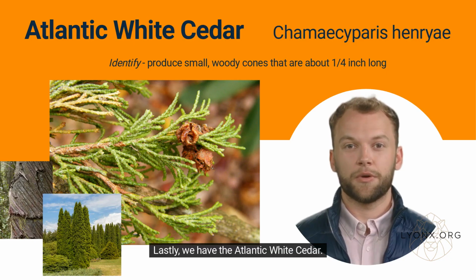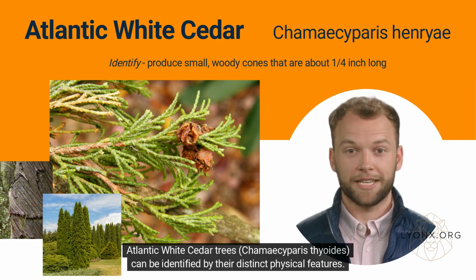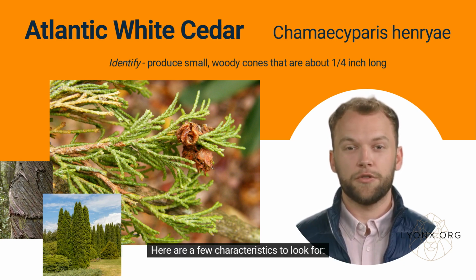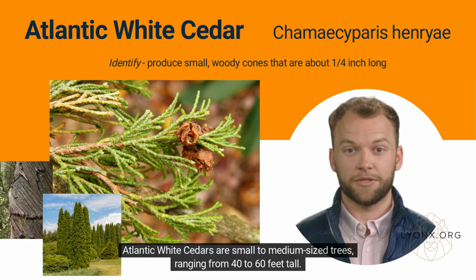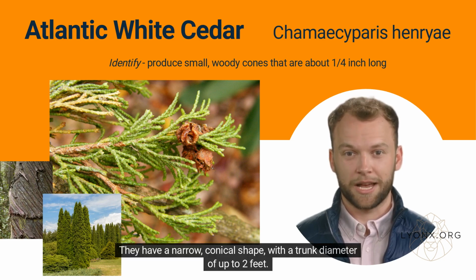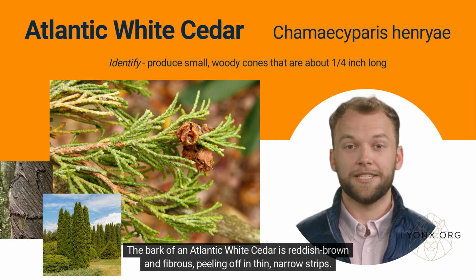Lastly, we have the Atlantic white cedar. Atlantic white cedar trees, Chamaecyparis thyoides, can be identified by their distinct physical features. Here are a few characteristics to look for. Atlantic white cedars are small to medium-sized trees, ranging from 40 to 60 feet tall. They have a narrow conical shape, with a trunk diameter of up to 2 feet. The bark of an Atlantic white cedar is reddish-brown and fibrous, peeling off in thin, narrow strips.